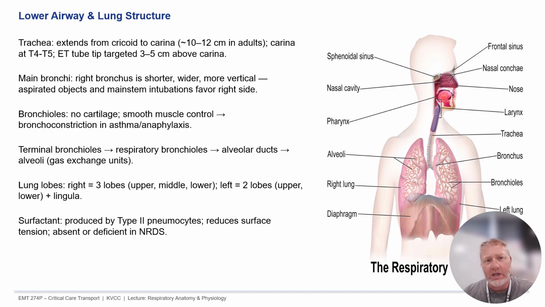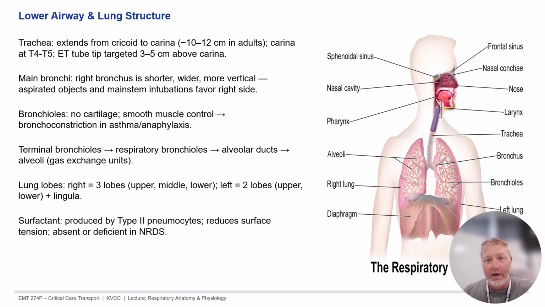Some literature will say adult females 19 to 21 centimeters at the lip, adult males 21 to 23. But if you're in that neighborhood, then you're likely in a good spot. The right main stem bronchus is shorter, wider, and more vertical than the left one. So, of course, that's why a tube advanced too far almost always goes into the right main stem, and why aspirated objects preferentially end up in the right lower lobe.